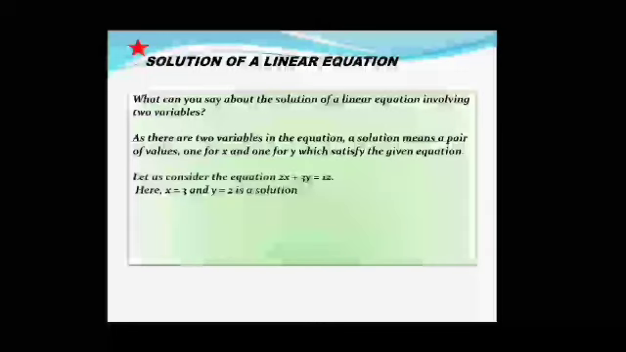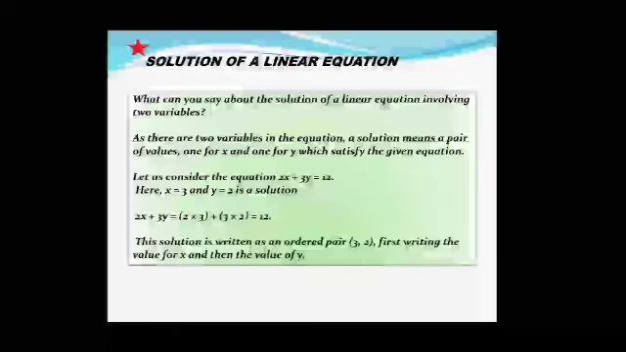Let us consider the equation 2x plus 3y equal 12. Here x equal 3 and y equal 2 is a solution. Why? Because when we substitute in the left hand side the values of x and y, we will get 2 into 3 plus 3 into 2, which is equal to 12. So for these values, we are getting left hand side equals to right hand side. So x equal 3 and y equal 2 is a solution of given equation.